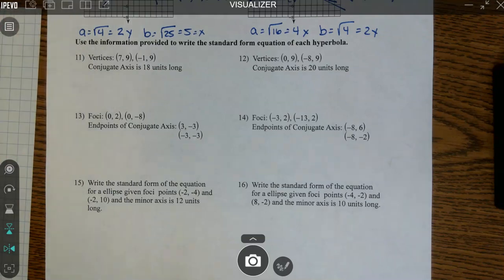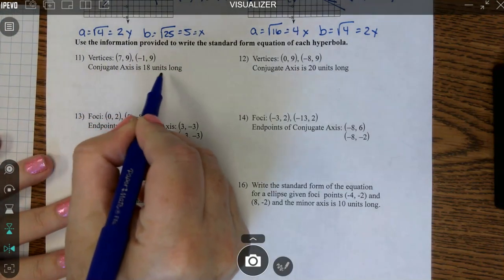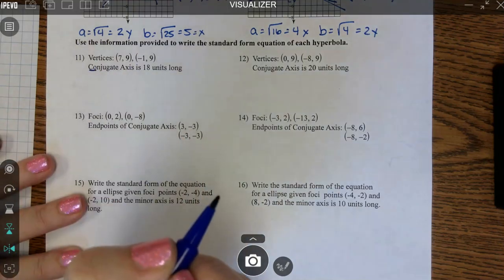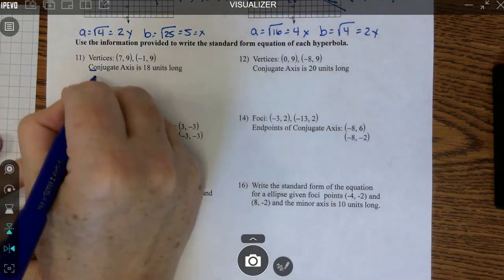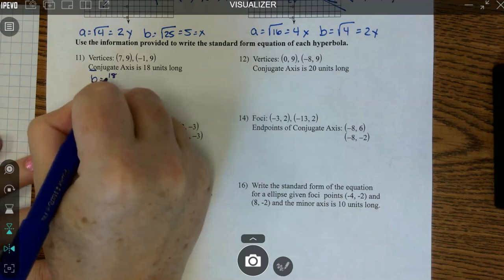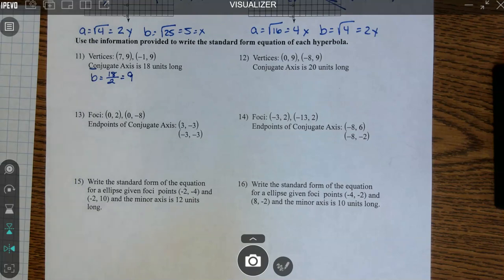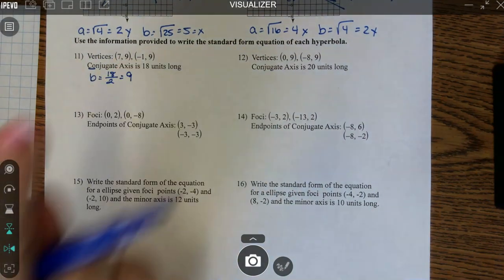Now the first question here gives us the vertices, and they're telling us the conjugate axis is 18 units long. So conjugate is the same thing as covertices. That's going to be our b value, so we're going to take 18 and divide it by 2 and get 9. We already know our b value. All we need to do is graph these 2 points.